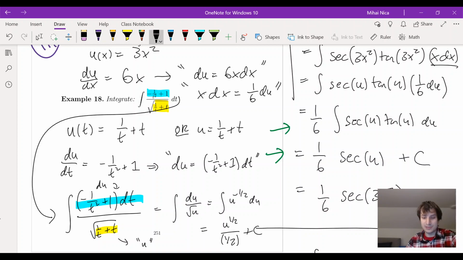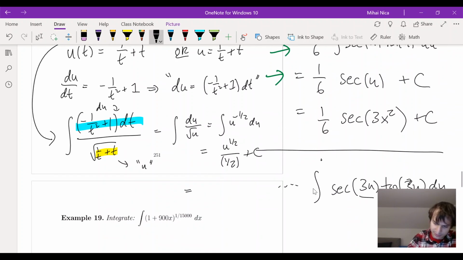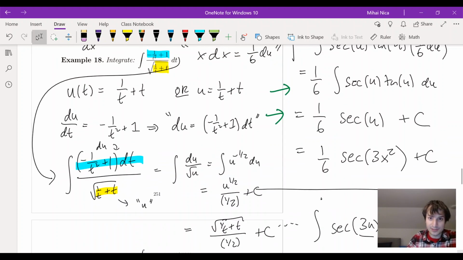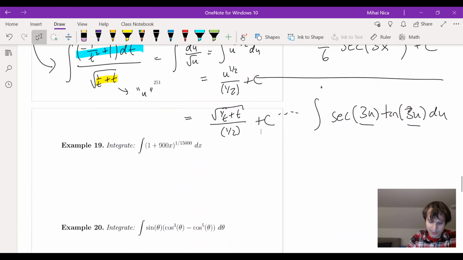Okay, last step, substitute in what u is. So this is equal to the square root of u, which is the square root of 1 over t plus t, divided by 1/2, plus c. Okay, that's that problem. There it is from start to finish. Okay, what else do we have?